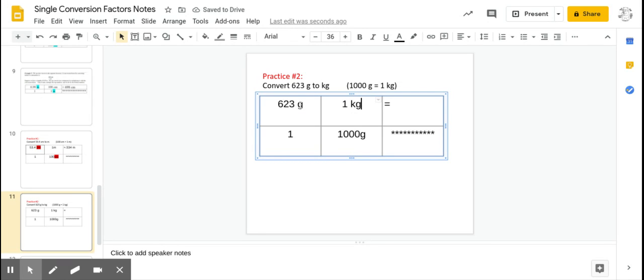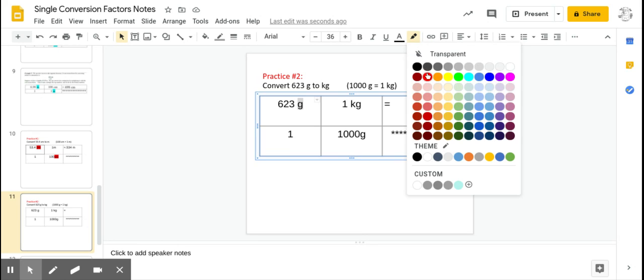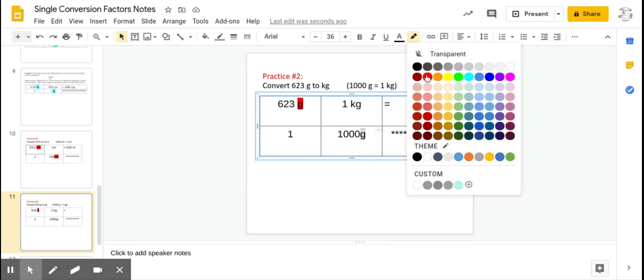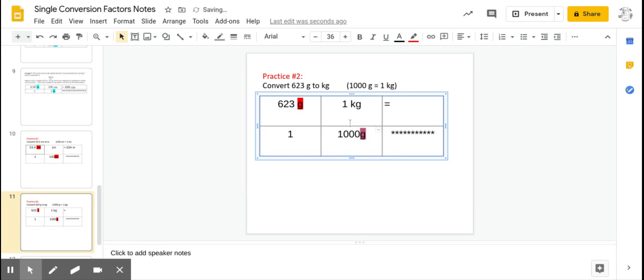Now look what I can do. I can cancel the grams. So I'm just going to highlight them to show that I'm canceling the grams here. Now the grams cancel. The only label left is kilograms. And look, that's what's asked for in the problem, kilograms.